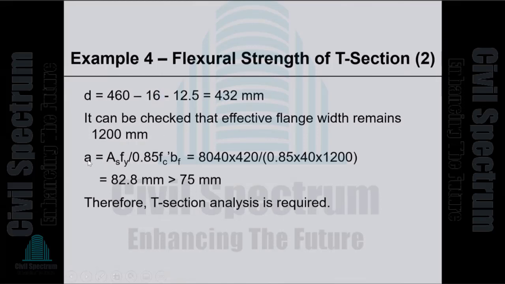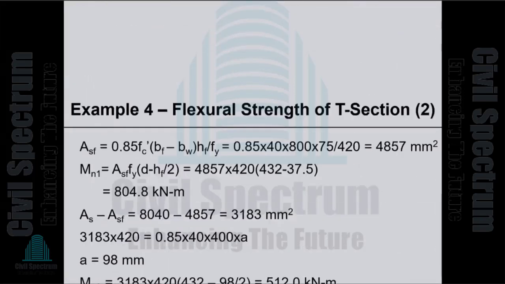Okay. We are checking whether the stress block depth is larger than the flange thickness. If the stress block depth were no larger than the flange thickness, then the stress block depth would have been, as you see here, the tension reinforcement force divided by 85% F sub C prime B sub F. And that comes out to 82.8 millimeters. That is larger than 75 millimeters. So this confirms, as we suspected, that the stress block depth is larger than the flange thickness.